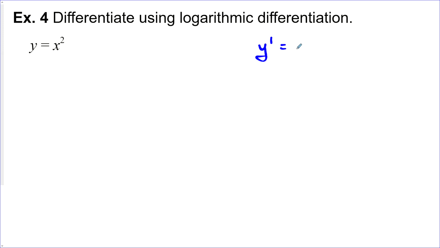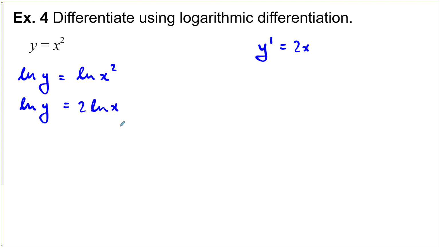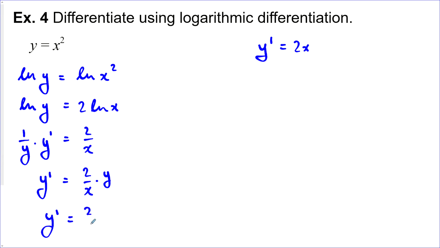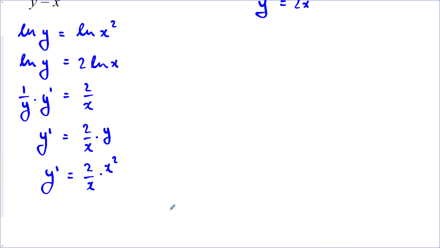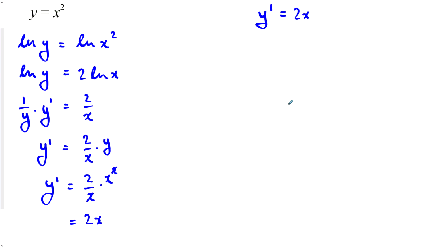We know that y prime is just 2x. We could use logarithmic differentiation, take the natural log of both sides, drop the 2 down in front, take the derivative implicitly, 1 over y, y prime, 2 over x, y prime is equal to 2 over x times y, and sub out the y here with x squared, and cancel one of the x's out to get 2x. See? 1 line, 6 lines. Don't use it every time.